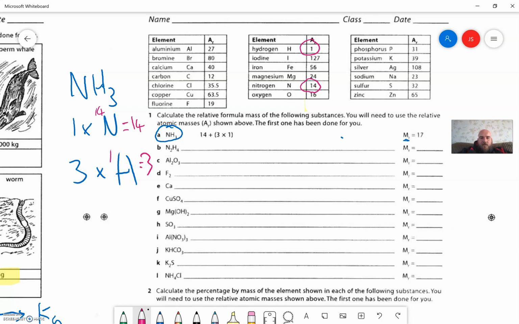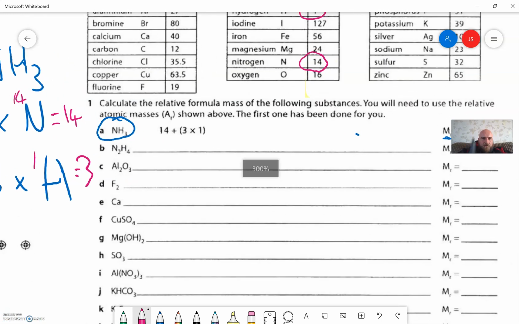Let's try the second one then. I'll try and do this on the line just here. So N2H4. Just zoom in a bit more. There we go.